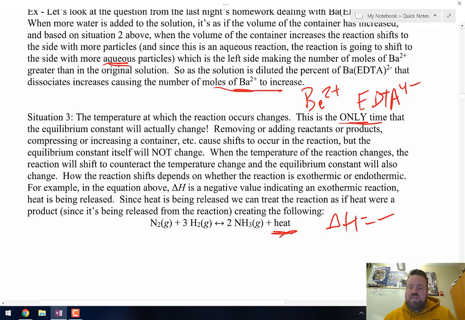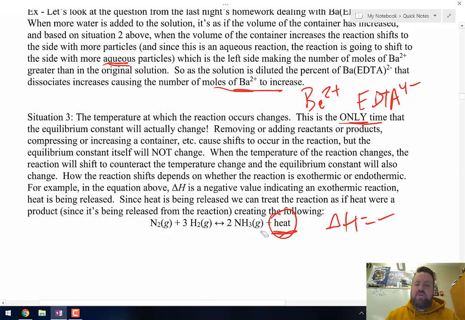Okay, well, now let's think about it. If heat's a product and I raise the temperature, what have I done to the amount of heat? I've added some heat. It's like I've added a product. And what does the reaction do when you add a product? It shifts to use that added stuff up, so it's going to shift to the left. So when it's exothermic and you raise the temperature, it's as if you've added some product, and the reaction is going to shift to the left, decrease the amount of ammonia, increasing the amount of nitrogen and hydrogen.